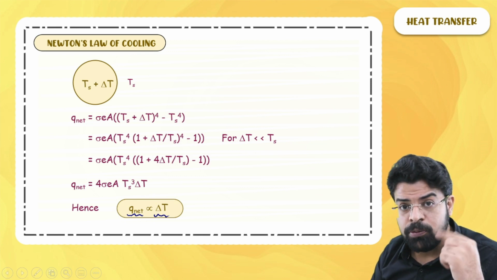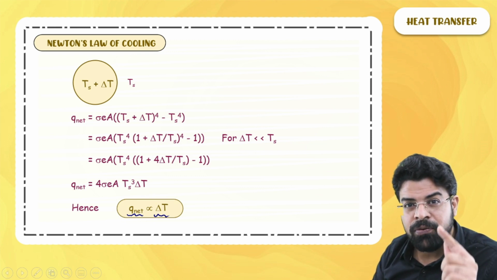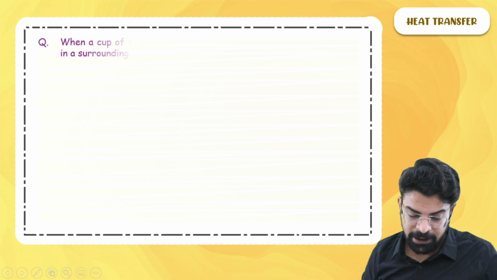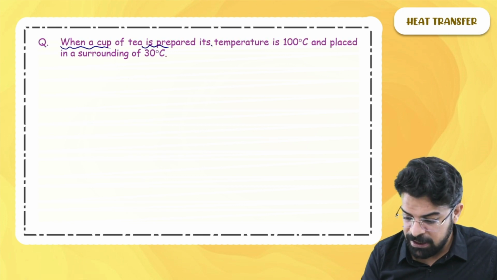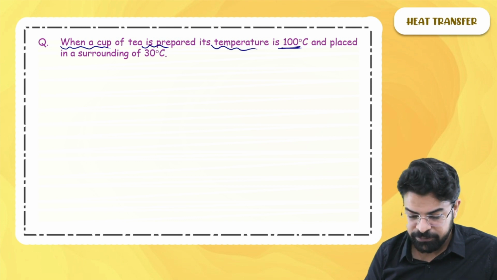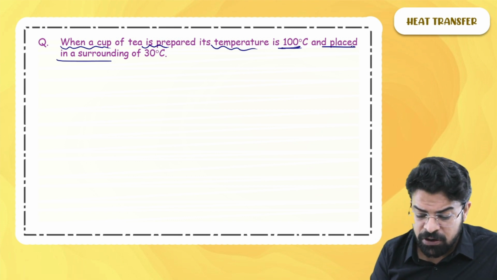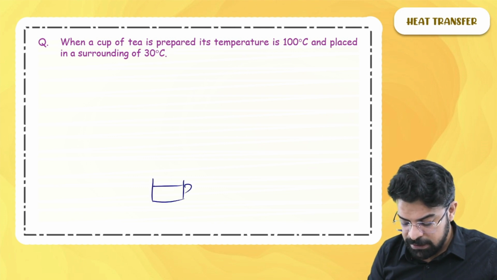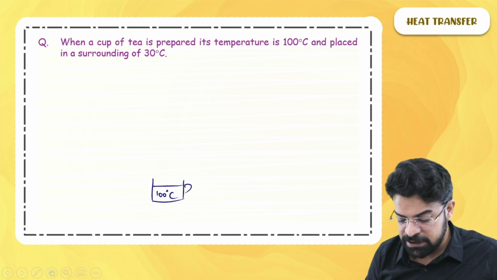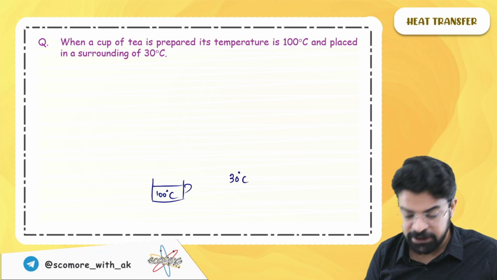Before we do some numericals on it, let's think of two theoretical questions. The first one coming right up. When a cup of tea is prepared, its temperature is 100 degrees centigrade and it is placed in a surrounding of 30 degrees centigrade. So you make a cup of tea, the temperature of this cup is 100 degrees centigrade and it is placed in a surrounding of 30 degrees centigrade.